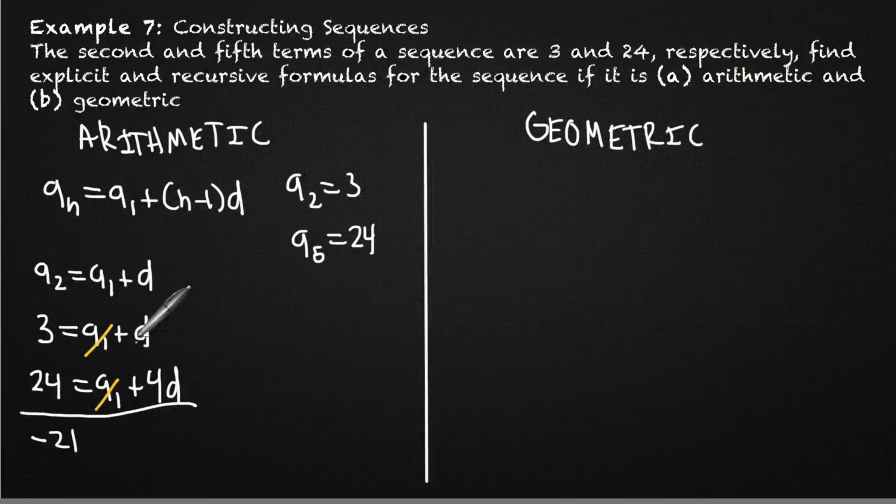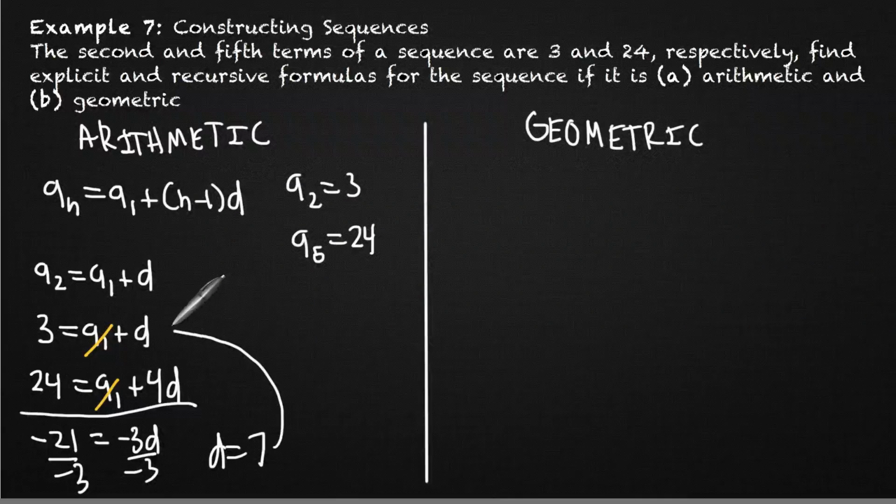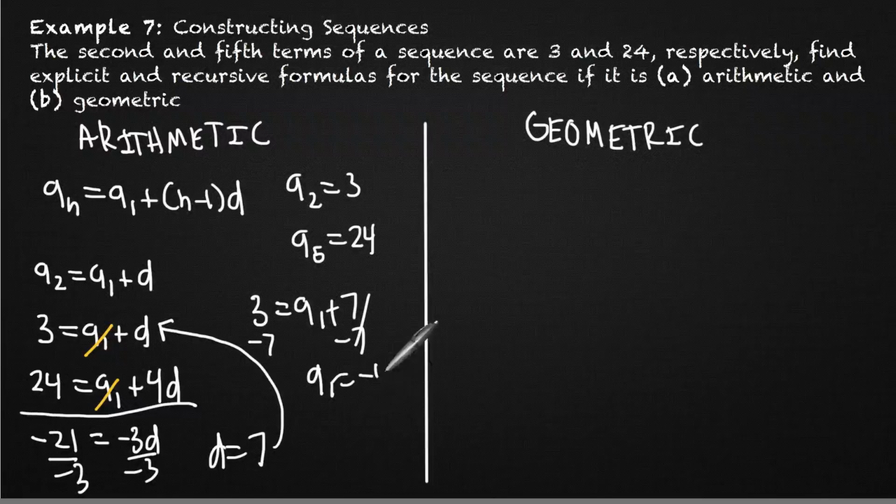And then we have 1D minus 4D. That's going to be negative 3D. Divide by negative 3. You see where this is going. So D is 7. Okay, so if we take 7 and plug it back into here, then we get 3 equals A1 plus 7. Subtract 7. And voila, A1 is negative 4.